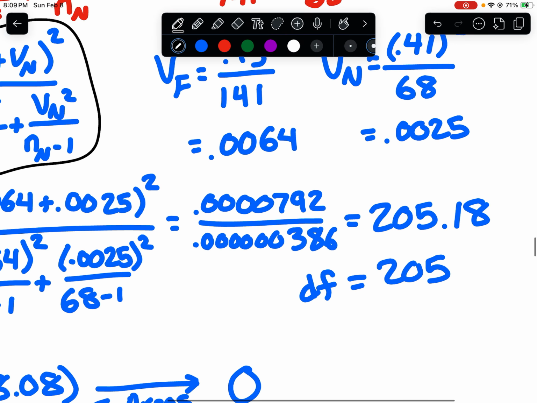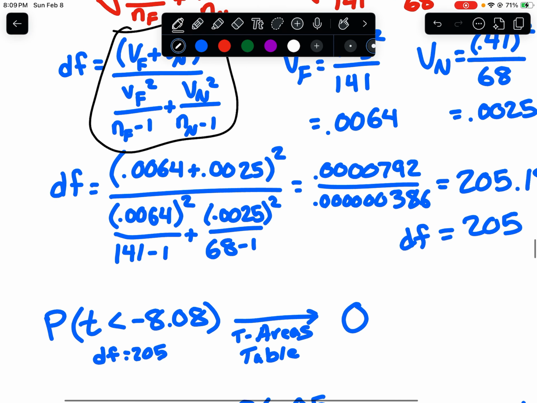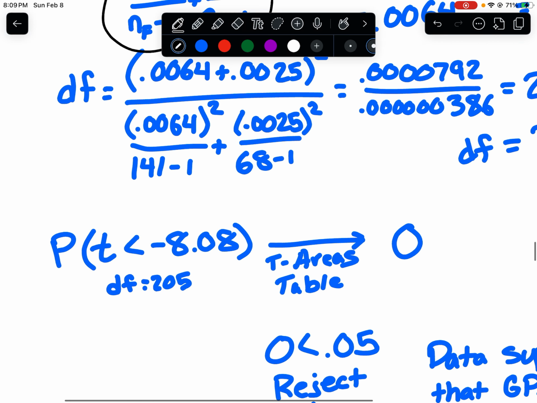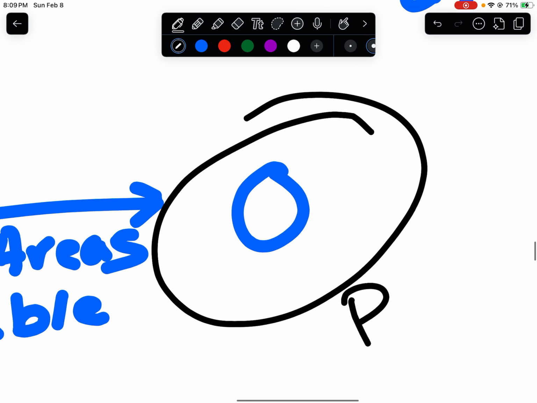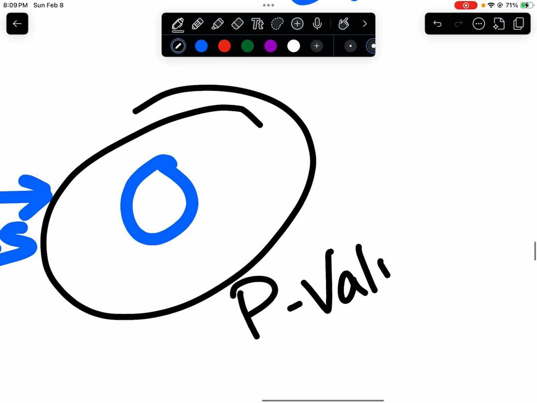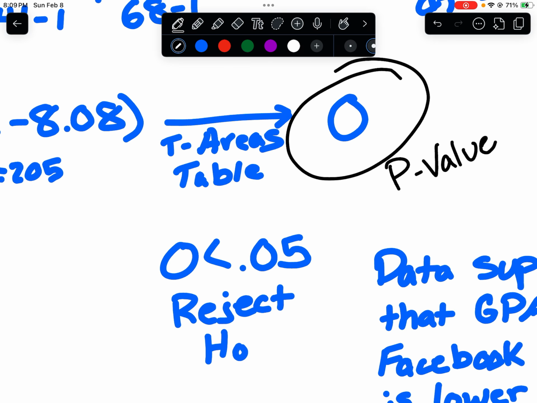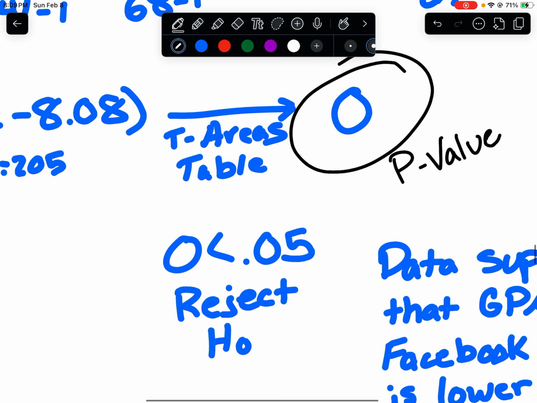Within this formula here, we end up with a degree of freedom of 205.18, which I would probably just round to 205. Okay, which again, t-value of negative 8.08, degree of freedom 205. The degree of freedom in this case wasn't going to matter. We were going to get an area of 0 anyway, which again, that is our p-value, which is ultimately what we want to compare to alpha.